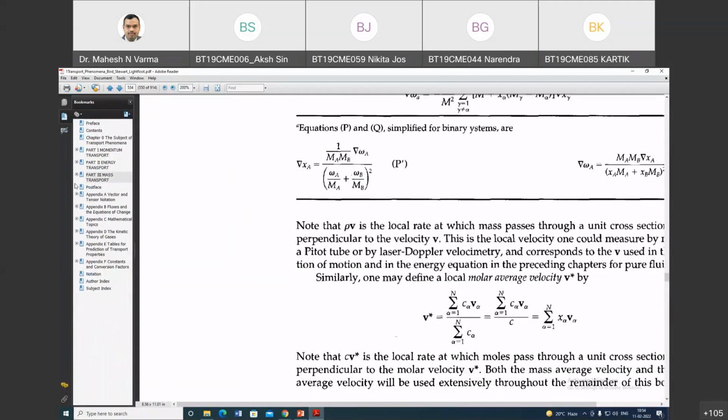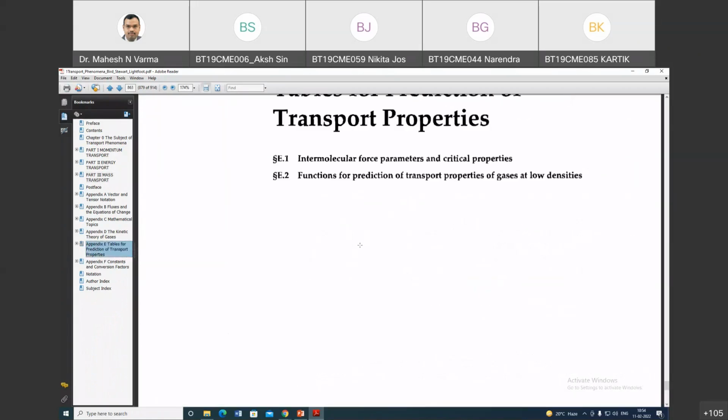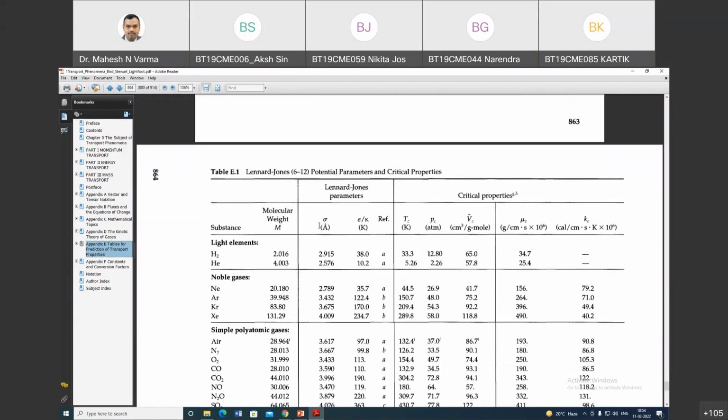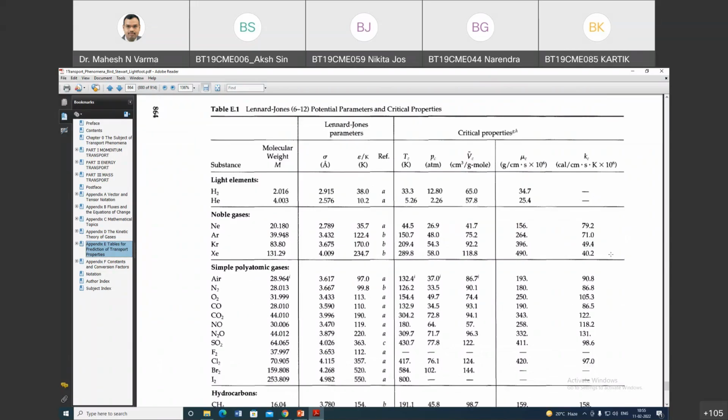Where to get these appendices: you can see appendices A is there, which we will be using in future, B we will be using in future, C, D as well, and what we have used is appendices E. Appendices E has intermolecular force parameters, critical properties, and prediction of transport properties of gases at low density. Here collision diameter is given, epsilon by K is given, critical temperature, critical pressure, critical volume per unit mole, critical viscosity and critical thermal conductivity are given.